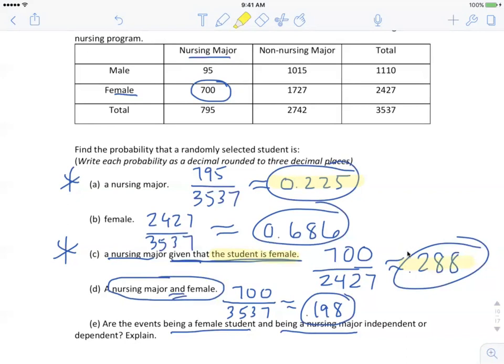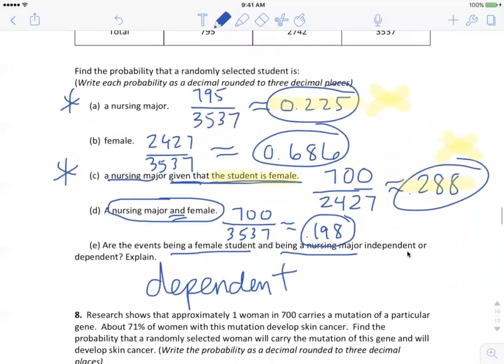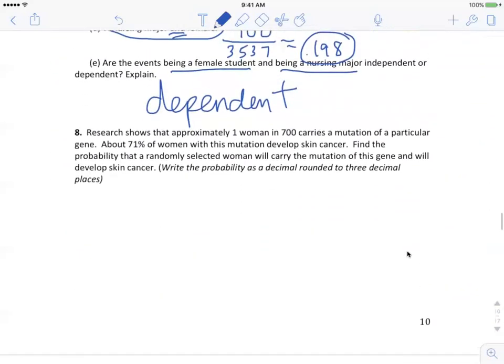But for now, we're going to look at that and say, yeah, I would say these are dependent, because the fact that we know the student is female changes the probability that they will be a nursing major, right? So had these two been the same, then it doesn't matter if the student is female or not. The probability of being a nursing major doesn't change. But here, that condition of being female changes the probability. Therefore, they are dependent events. So I'm just going to write dependent. I just explained it in words.